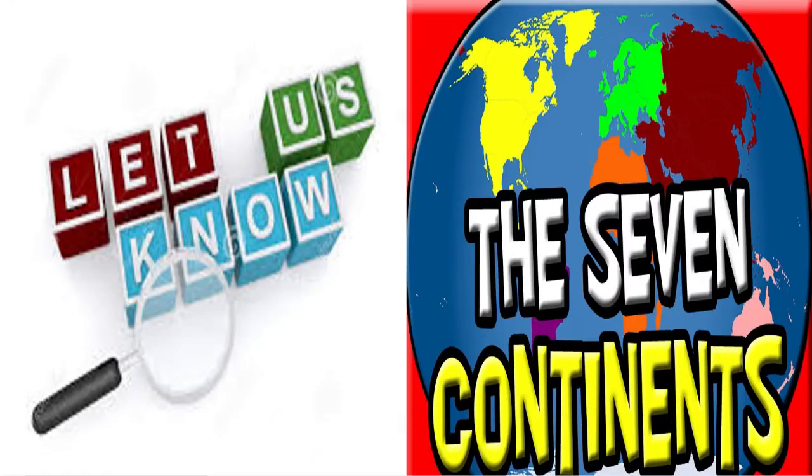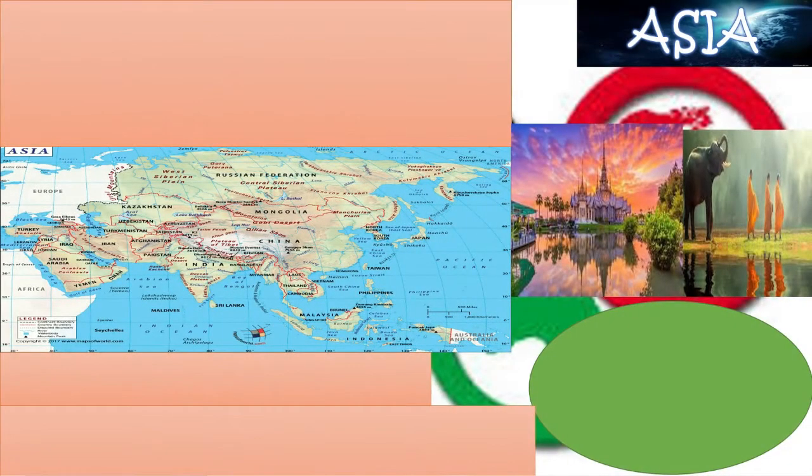Now let us know about the 7 continents in detail. Let us get a brief description of each continent. Let us start with Asia. You may question why we are starting with Asia, because Asia is the largest continent in the world. It covers 1/3 of the total area on the earth, which is approximately 30% of the earth's total land area. Interestingly, Asia is also the most populous continent on earth.